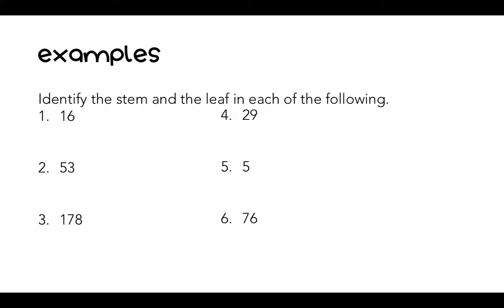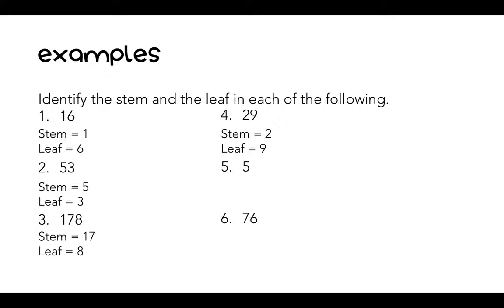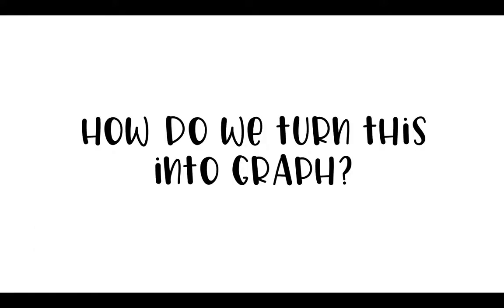Okay, so the first one, the stem is 1 and the leaf is 6. The stem is 5 and the leaf is 3. Third one, the stem is 17 and the leaf is 8. Number 4, the stem is 2 and the leaf is 9. Number 5, the stem is 0 and the leaf is 5. And number 6, the stem is 7 and the leaf is 6. So it's just important that we know how to identify it, and we just need to remember the last digit is the leaf and the rest is all the stem.